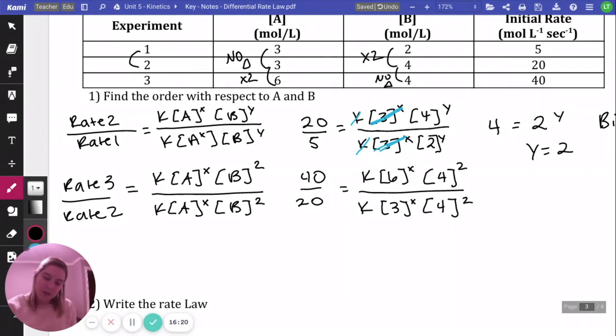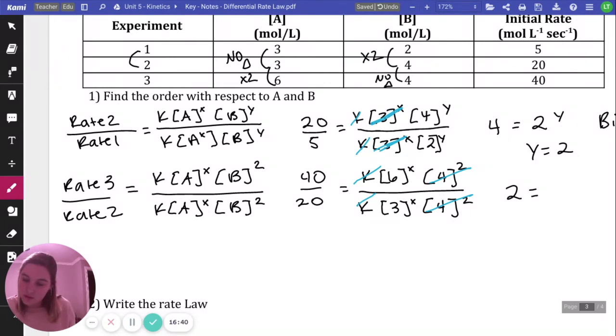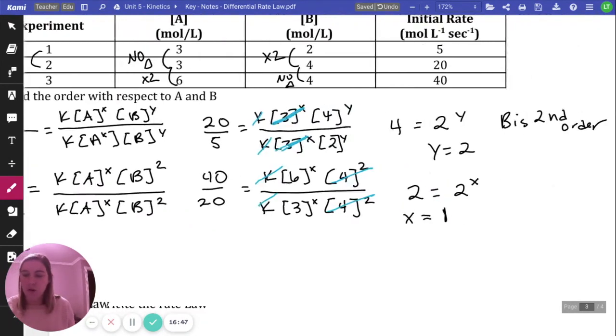So once again, we'll cancel out like terms. You guys are probably already seeing that this math is quite a bit easier than the other one. Let's cancel out 4 squared, cancel out our K, and we end up with 40 divided by 20 gives us 2. And so then 3 divided by 6 also gives us 2 to the X. So that means X has to be 1. So A is first order.